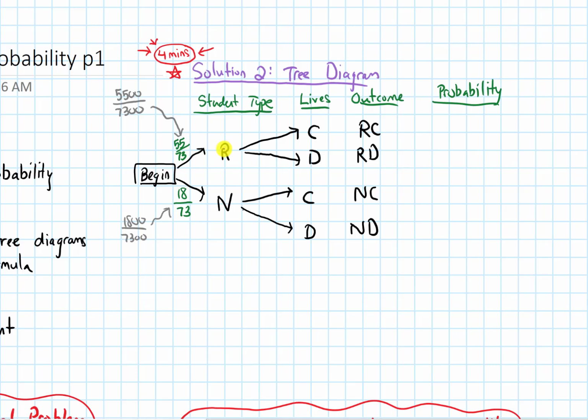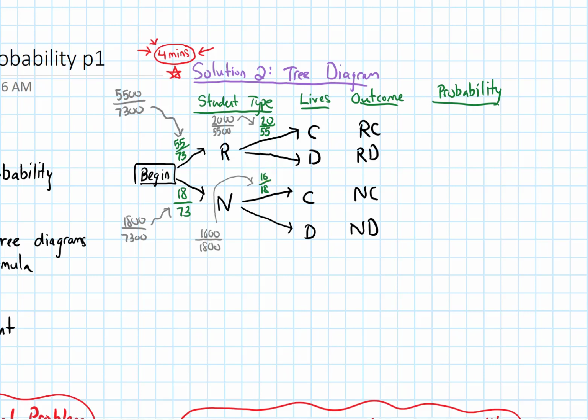The question also tells us that, looking at the returning students, the number of them who decide to live on campus is 2,000. So we should have 2,000 out of the 5,500 returners living on campus, and this simplifies to 20 over 55. And then for new students, there were 1,600 of them who decided to live on campus out of 1,800 new students. So that would go here, and that simplifies to 16 over 18.